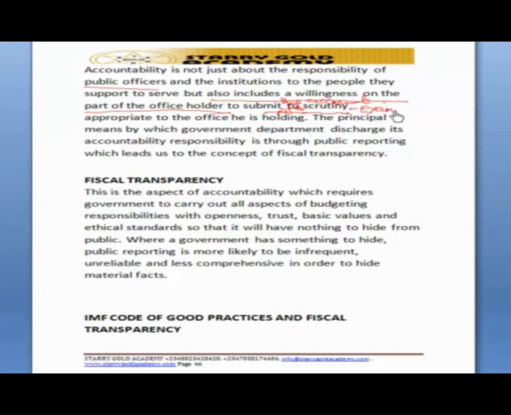That means for examination. To submit the account, just like the Accountant General of the Federation is required to submit account to the Auditor General for the Federation. Appropriate scrutiny, appropriate to the office he is holding. The principal means by which a government department discharges its accountability responsibility is through public reporting, which leads us to the concept of fiscal transparency.